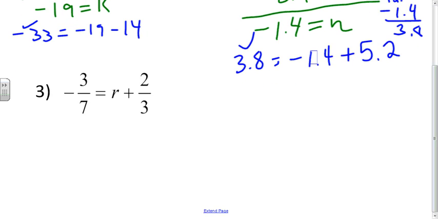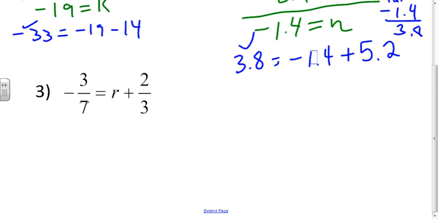And finally, for my last example here, negative 3/7 equals r plus 2/3. So one thing you can do to save a little bit of time and keep your work nice and neat is find the common denominator right away. So I'll show you what we would do there.